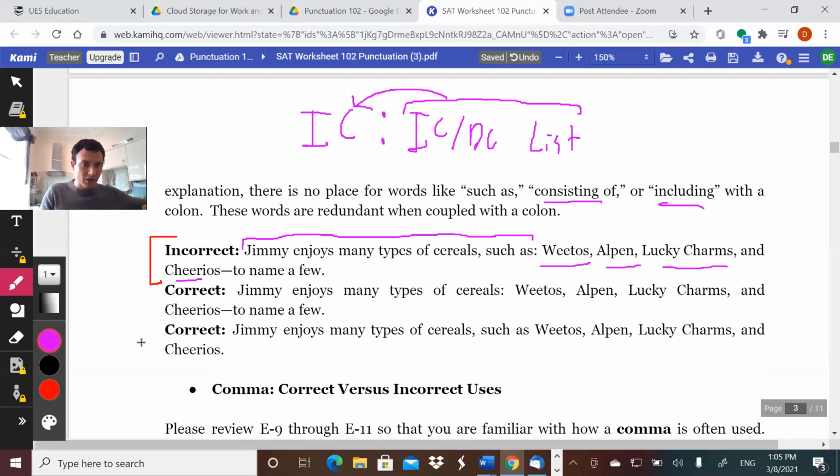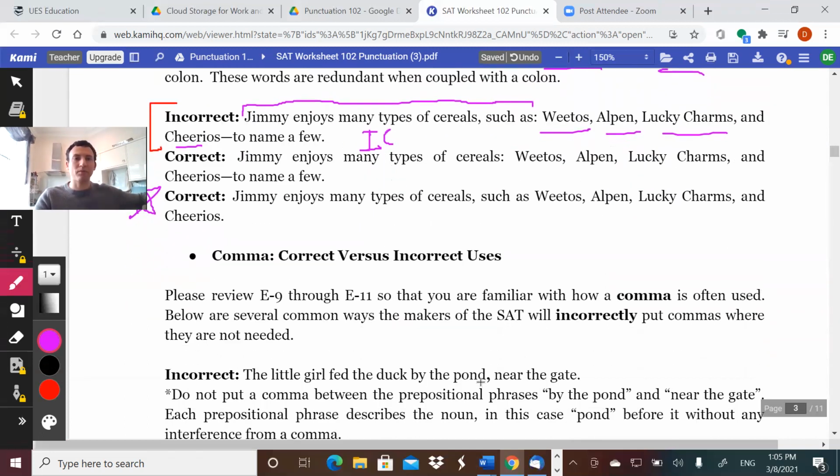So this example is how we could use "such as." The one above it is how we would use the colon. Jimmy enjoys many types of cereals. Now that's an independent clause. Now we're allowed to use the colon. Or Jimmy enjoys many types of cereals, such as, and then we list them. But you never use both. And you'll see a few of those when you do the problems on this worksheet.